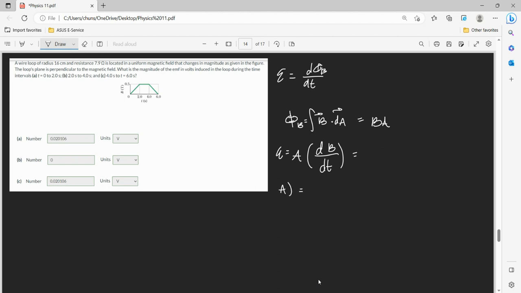And for part A, our area is pi r squared because we are working with a loop. And this is our difference in B over our change in time. So in this case, this is like saying our slope is equal to our difference in y over our difference in x. So this represents our slope here. So we're going to write that. So this is 0.5, which is our change in our magnetic field, and our change in time, which is 2 seconds.